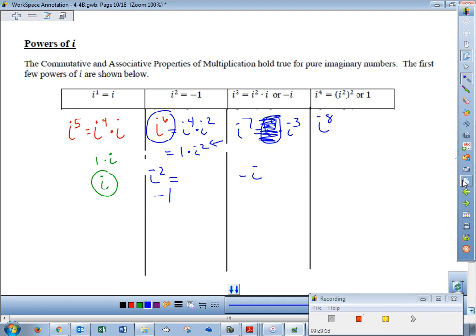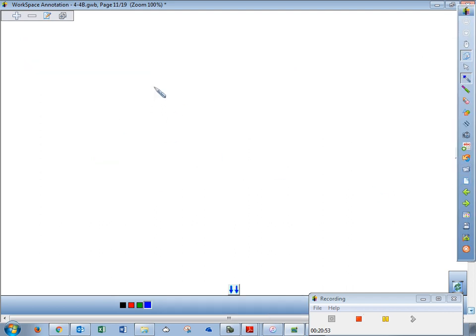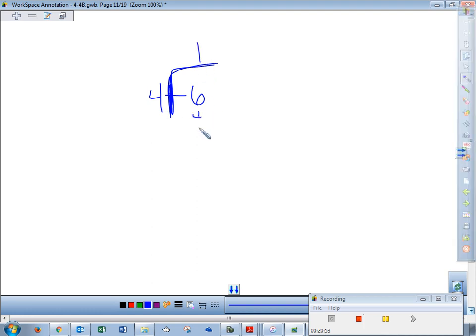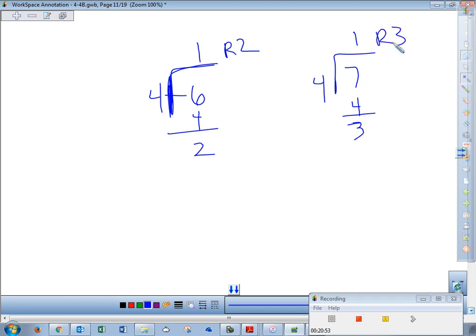Here's what I'm trying to do. Before, I did 4 divided by 6. That's not a divide by, that's a radical. Didn't you say 4 went into 6 1 time? How much was left over? Remainder 2. You with me on that? That's 1 remainder 2. Then I did 4 divided by 7. How many times did 4 go into 7? 1 time. Bring the 4 down. What's the remainder? Remainder 3. Wasn't there 3 left over?